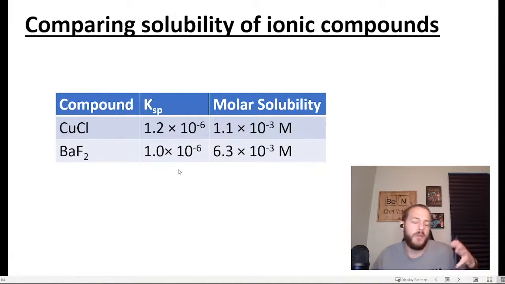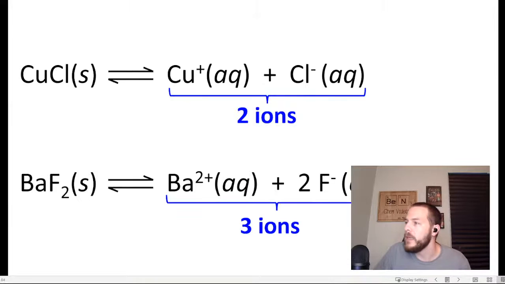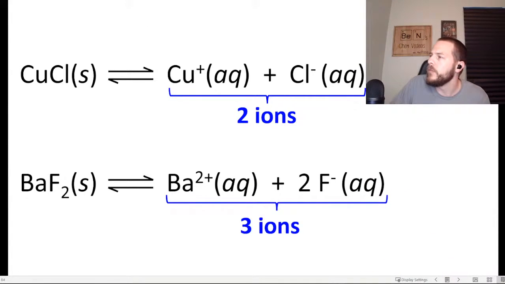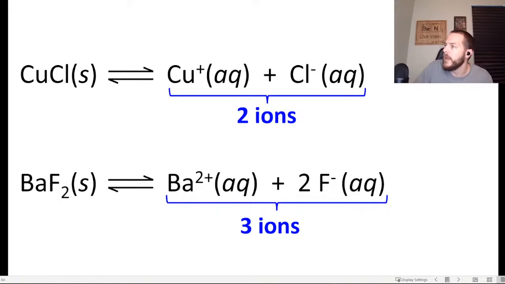So how could that be the case? Well, the answer is that the molar solubility depends not only on the Ksp value, but also on the stoichiometry of the dissolution. So if we look at the equations associated with the dissolution of these compounds, copper 1 chloride and barium fluoride, we can see that there's a pretty big difference between these two processes.